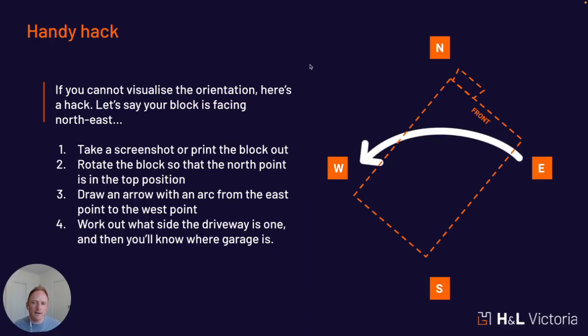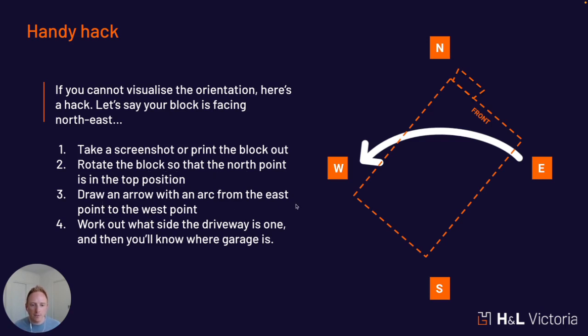The handy little hack I can give to you, if you cannot visualize the orientation, is what I generally recommend to people to do. So let's just say your block's facing northeast, like this example here. So that's the front up here. What you can do is you can take a screenshot or print out the block. So first and foremost, get the block of land, and it'll always have on the plan of subdivision the north point somewhere. So turn that north point around to be facing up. Okay, so rotate it so the north point is in the top position.